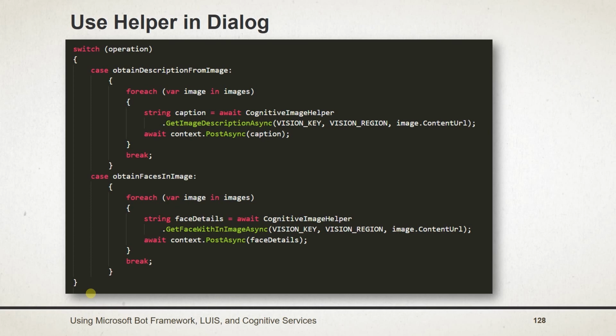In the next session, we will continue with the Vision API to retrieve text and some other details of images.